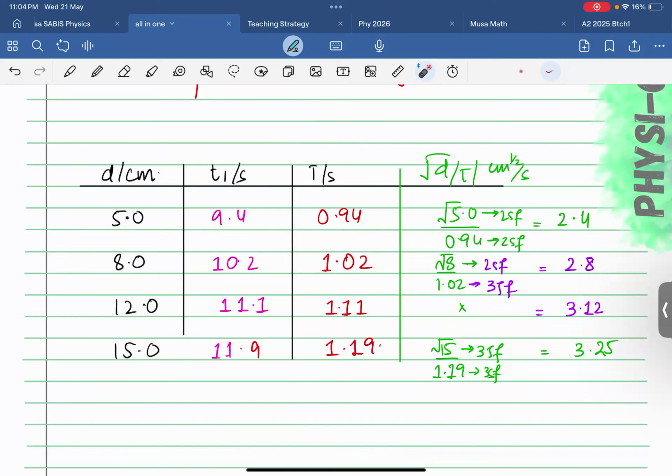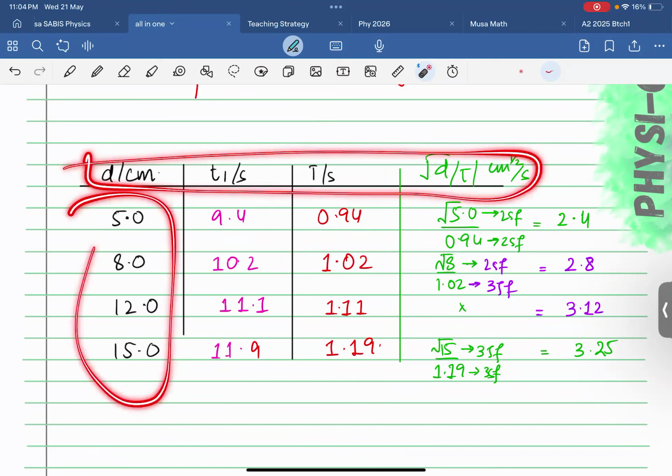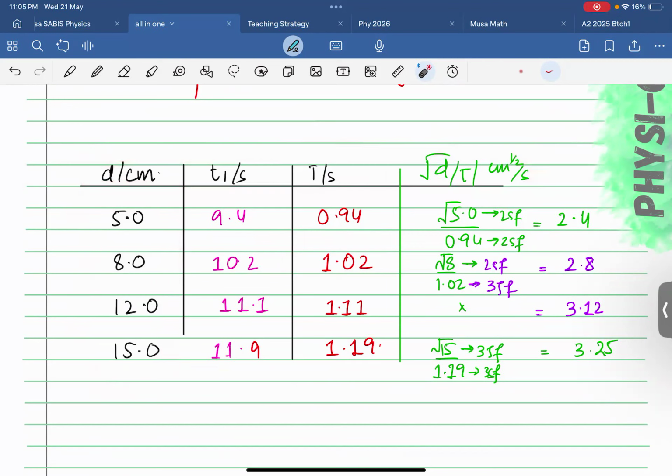This is the range for D. The first mark was the column heading mark. The second mark is the range mark. The third mark is the trend mark. Look, you are increasing this value, so the value of T and the value of D over T should also follow some trend, either an increasing or a decreasing trend. So this is an increasing trend and this is also an increasing trend.